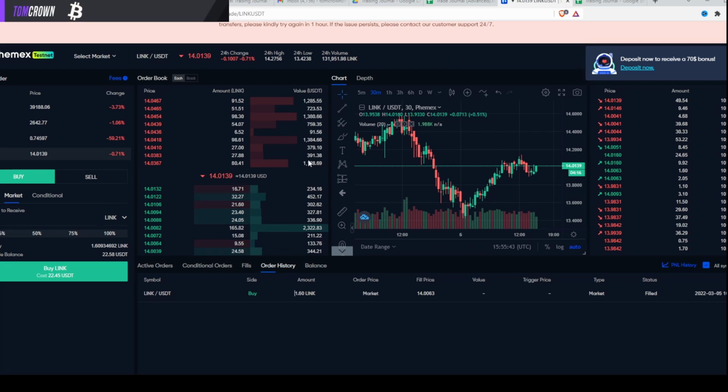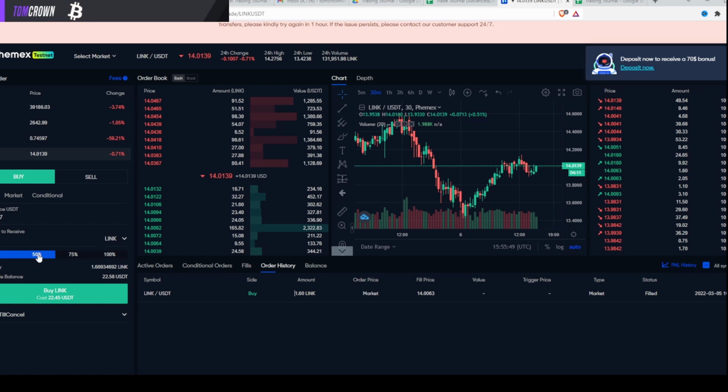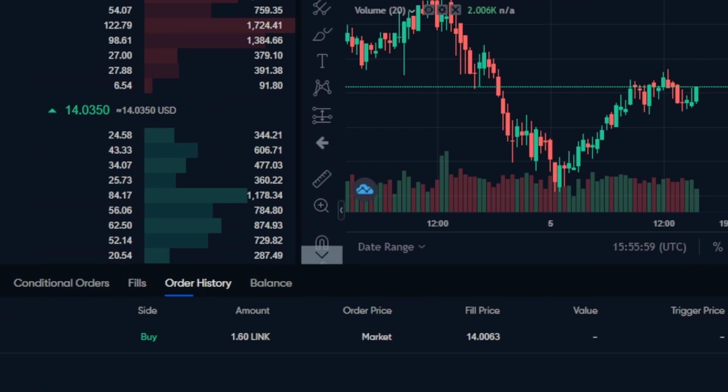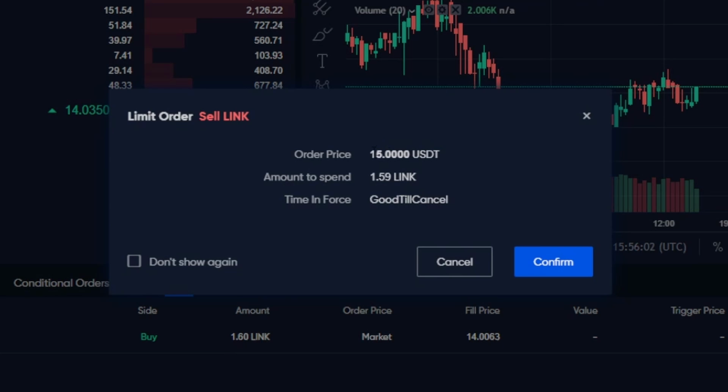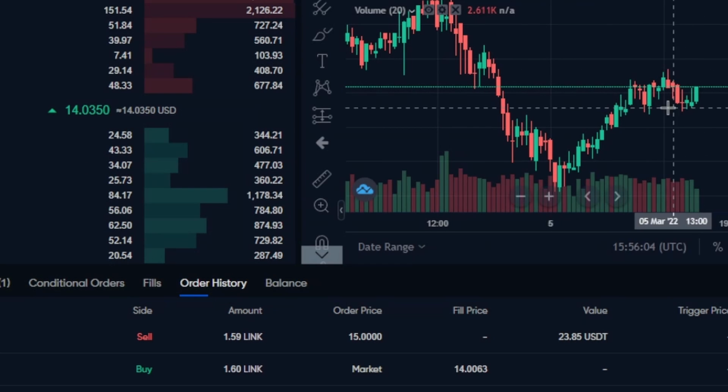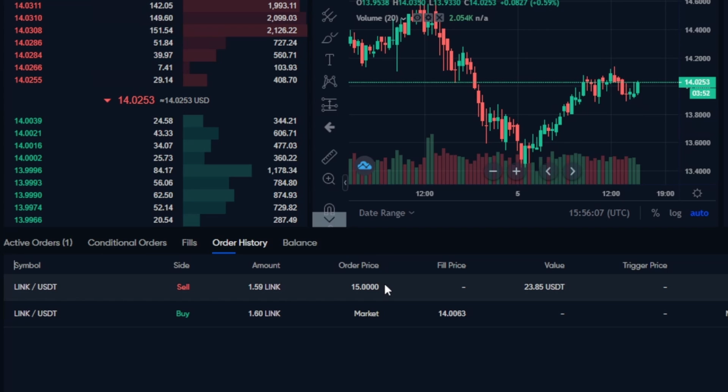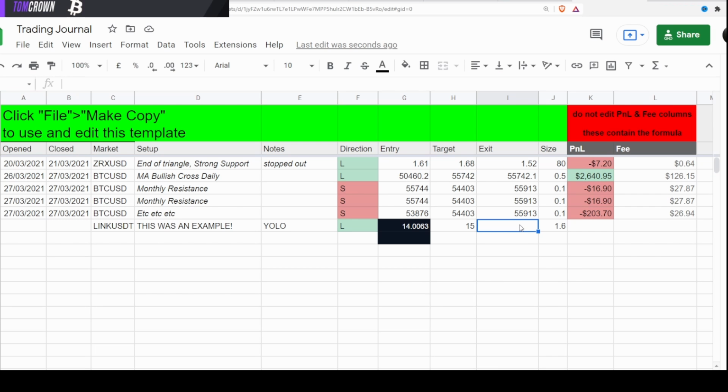And because we're using a market order here, what we're going to have to do to fulfill this $15 take profit is go back to limit. We're going to go to sell and put in $15. That's our target, 100%. And we are going to look to sell Link at $15, good till canceled. Now this won't fill because it was not a market order. It's a limit order, so it's going to sit there at 15. And when this does fill, we're going to go back and say target exit 15. And you're going to see we profited $1.59.